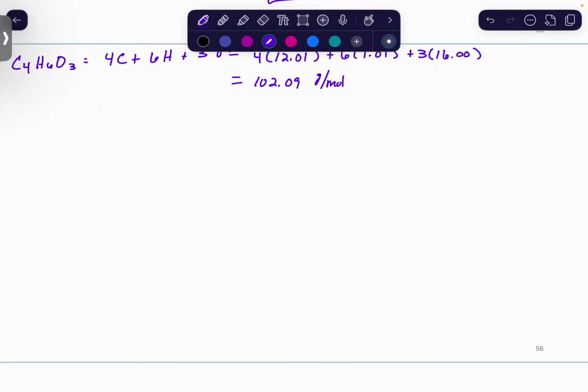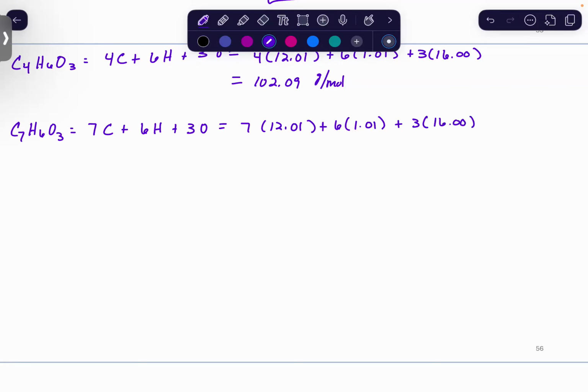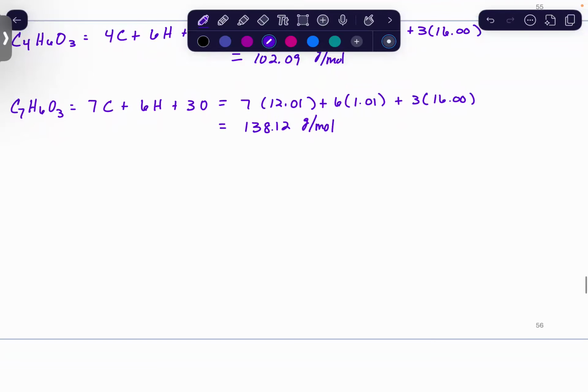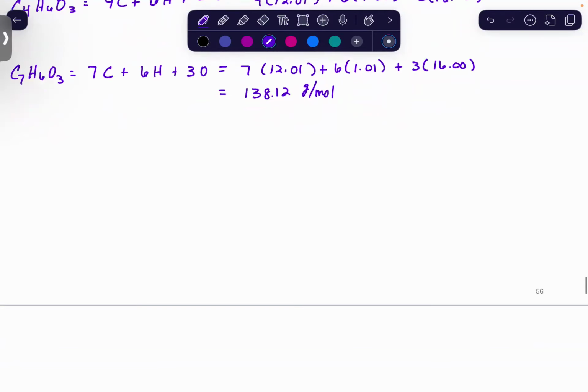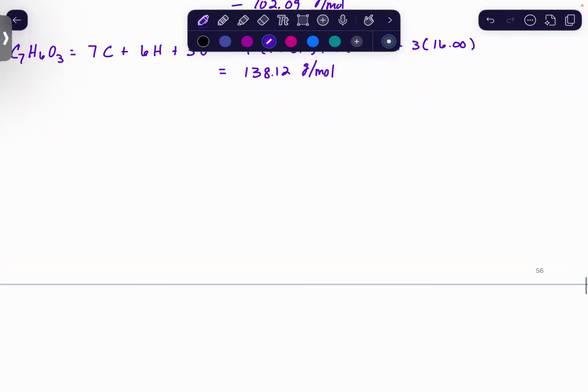I'm also going to need salicylic acid, so C7H6O3, that's going to be 7 carbons plus 6 hydrogens plus 3 oxygens. Okay, so 7 times 12.01 plus 6 times 1.01 plus 3 times 16. That is going to yield 138.12 grams per mole. And now I just want to go from my 100 grams of salicylic acid to my acetic anhydride. Now I told you you can break this apart into calculations or do it as one big one. I like doing them as one big one, so that's what you're going to see.